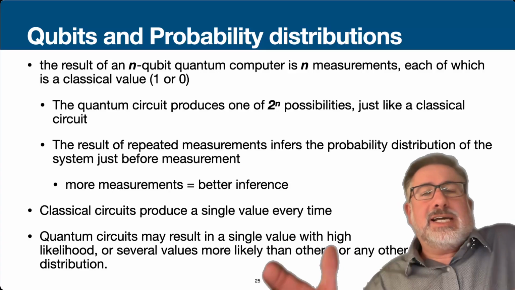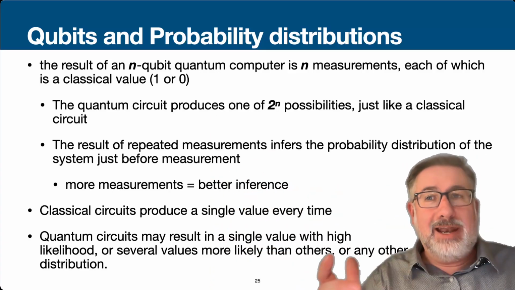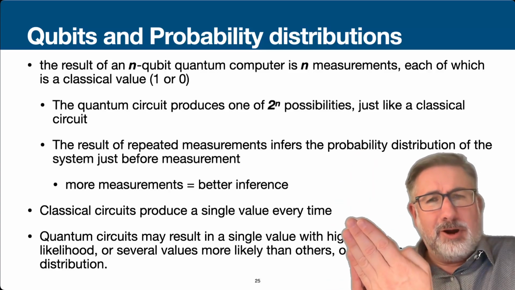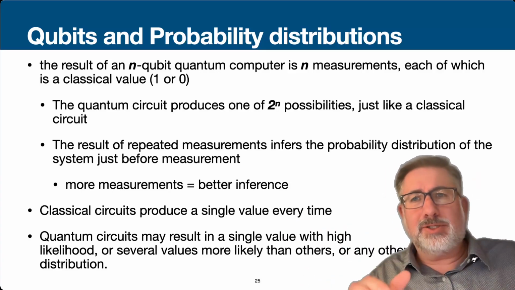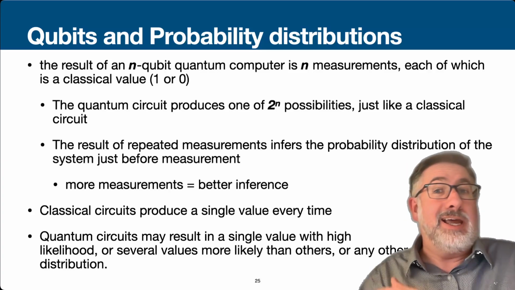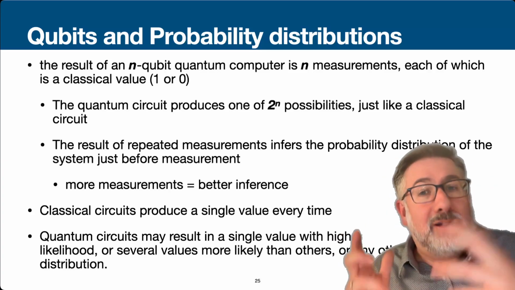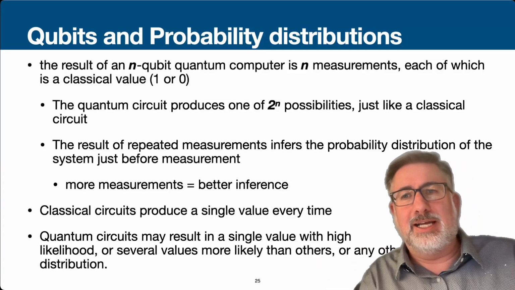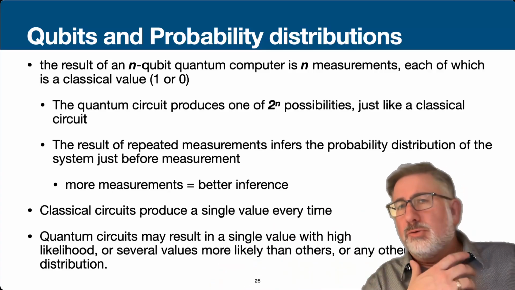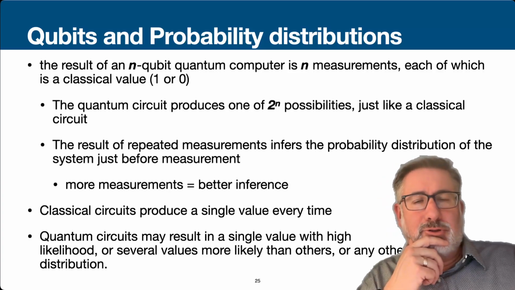So this is actually how we get the power of quantum computing. If we have an n-bit quantum computer, we're doing n measurements. Each is either going to be yes or no, because we're measuring in a certain dimension, whether the spin of the particle is up or down. We're going to produce these probabilities just like a classical circuit. Again, 3 bits gives you 8 possibilities, and the likelihood of each of those gives us the answer. A classical circuit gives a single value every time. A quantum circuit is going to result in the probability of different values, and this is where we're going to be able to do our math.